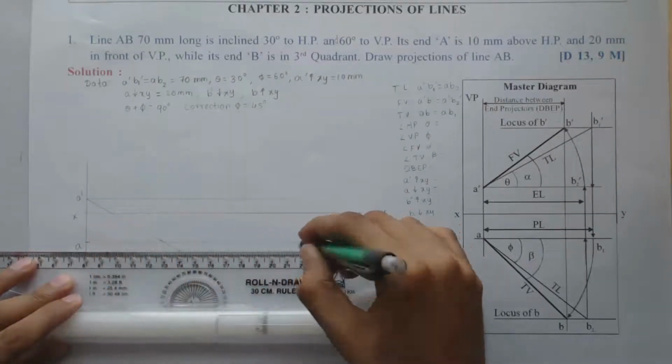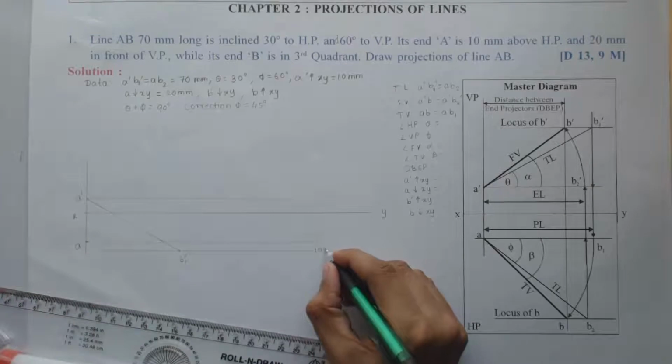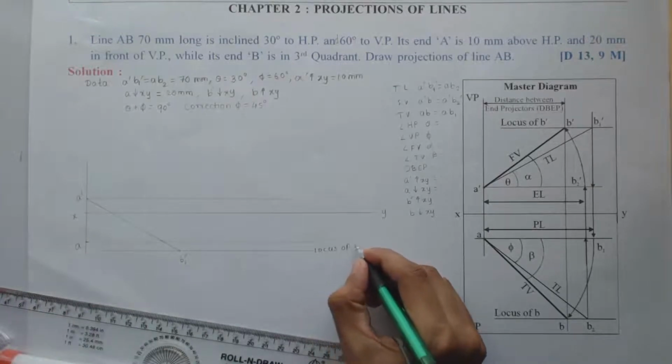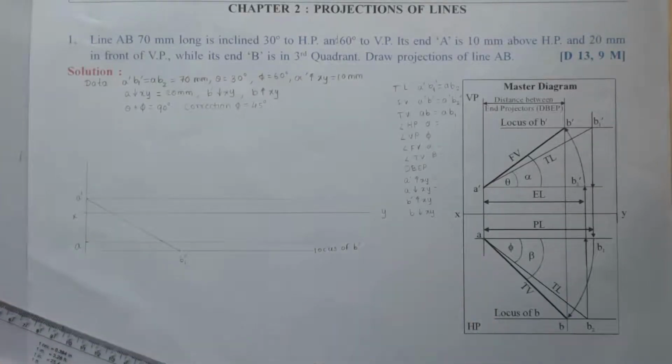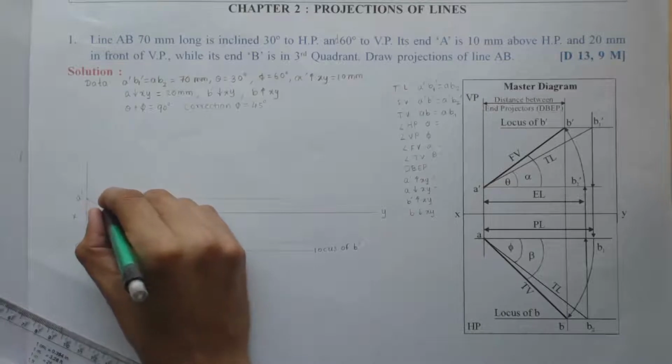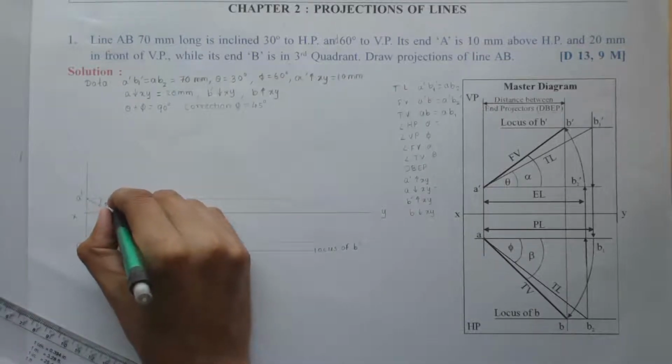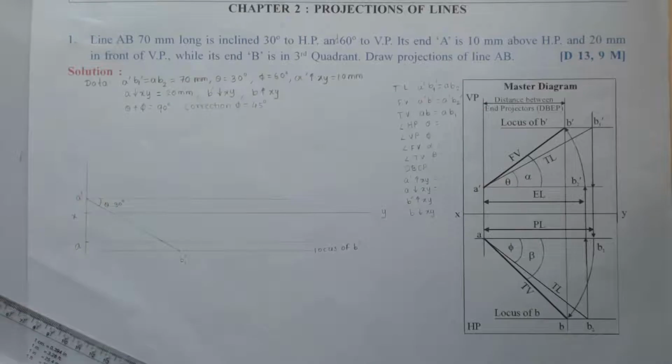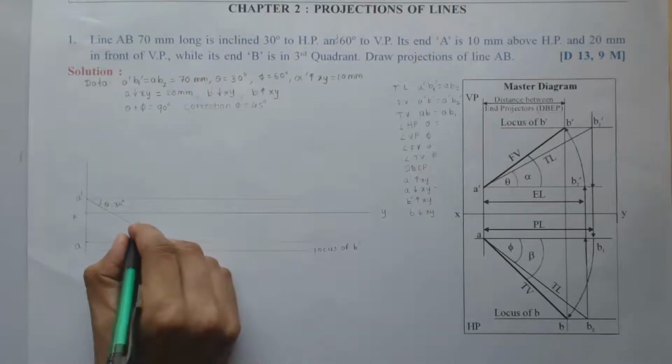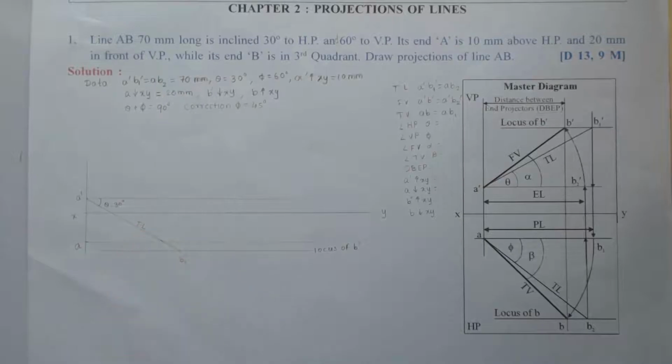So this line will give me locus of B dash. So we have marked the true length at an angle theta, which is 30 degree in front view. So this line A dash B1 dash is giving me the true length in front view.